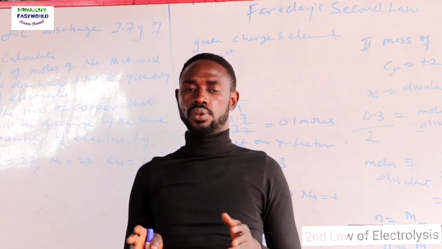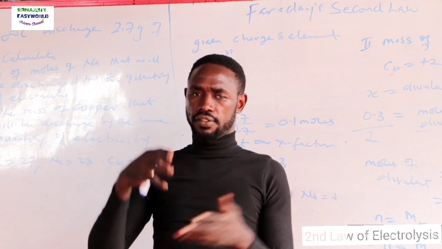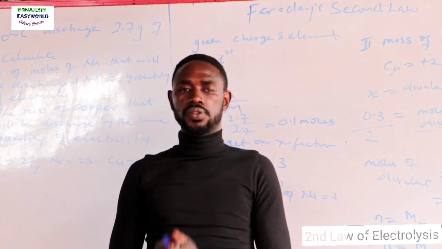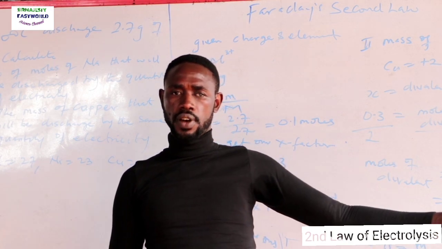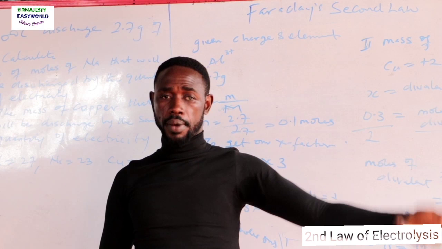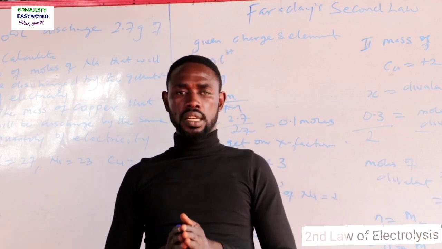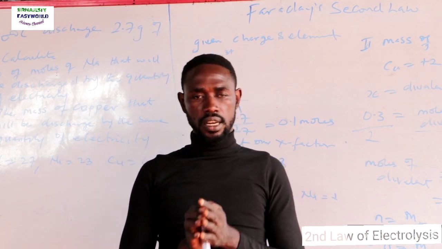But if not given to you, you substitute to that. Then aluminium is +3. Just take the inverse: 1/3 times that 27 will give you the number. So if 27 moles of sodium is discharged, 9 moles of aluminium will also be discharged, because 27 divided by 3 gives 9. So that is it for this second Faraday law of electrolysis.